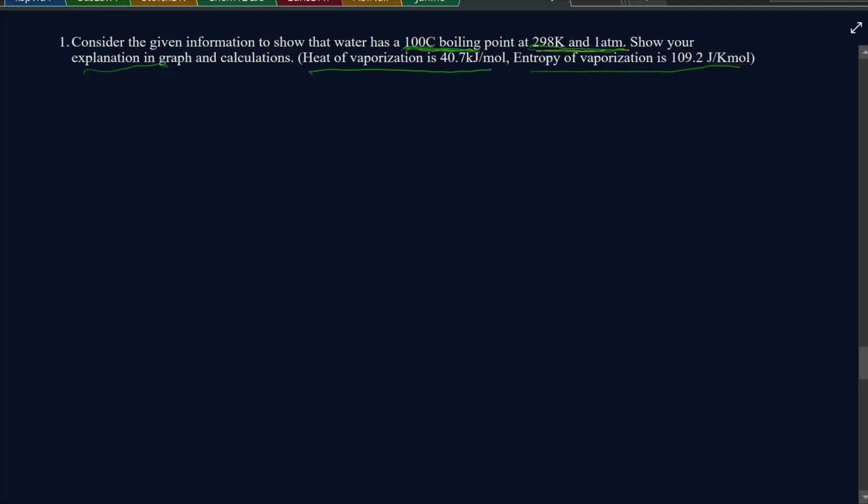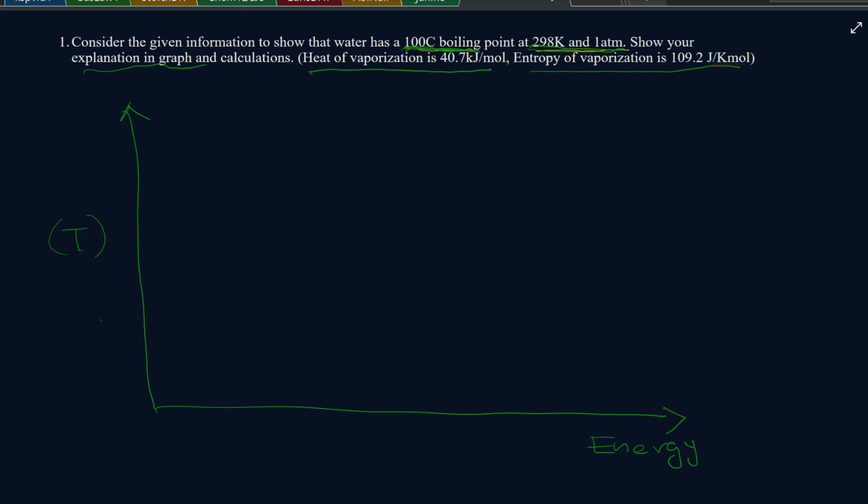Hi there. Let's look at the new question that I got for thermodynamics. So what I'm having here is, let's do the graph for the vaporization of water, but this would be true for any compound or element actually, right? So let's get the y-axis T, the temperature, and the x-axis energy.